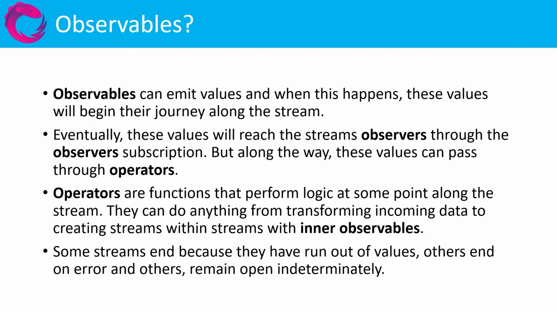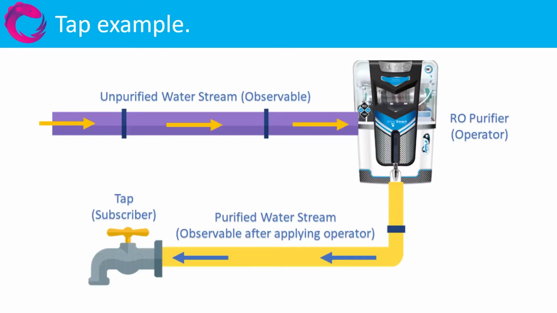But along the way, they can pass through operators. Operators are functions that perform logic at some point along the stream, and they can do anything from transforming incoming data to creating streams within observables. And some streams end because they have run out of values, others end on error, and others remain open indeterminately, like an event listener, for example.